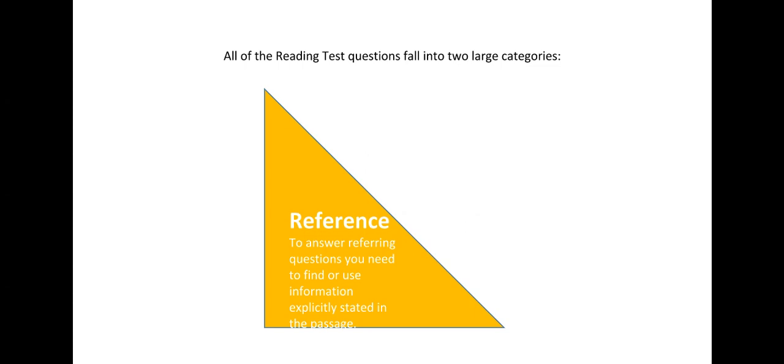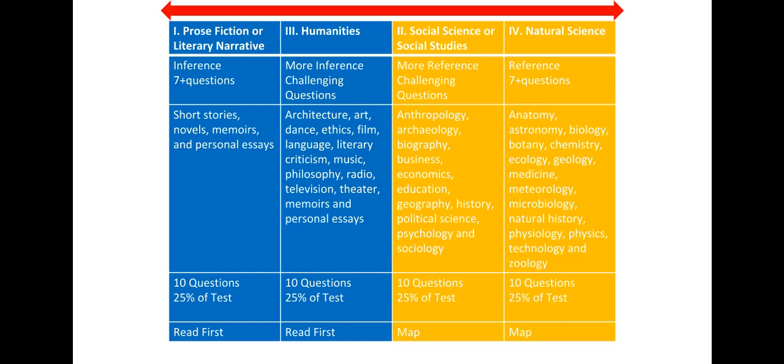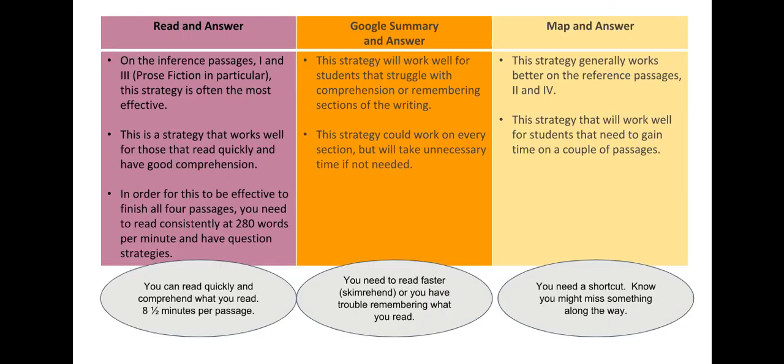We're going to talk about ACT reading, a social science passage entitled Model Behavior. You'll recall that all ACT reading questions fall into two big categories, inference and reference. The social science tends towards the reference side. My experience with social science is also that these passages often present challenging questions that are scattered throughout the text. So you want to have a strategy you use to approach the passage.